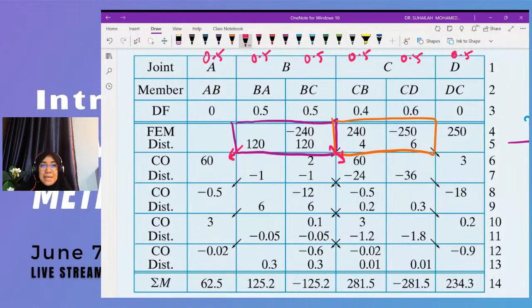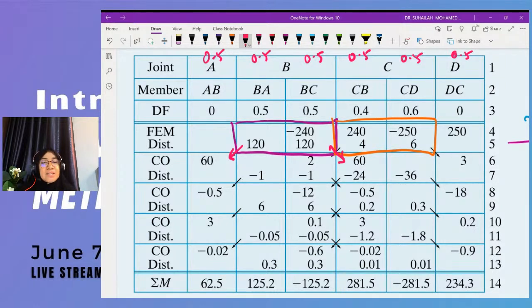So at B, we have A on one side and C on the other. So we have BA and we have to bring it to AB, and BC we have to bring to CB, by using the factor. So the value we multiply with the factor. And at this level, we do not need to change sign.